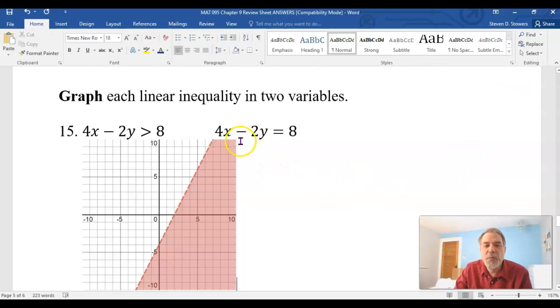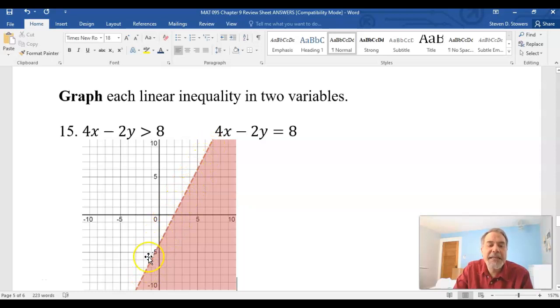One point on that line would be if x is 0, -2y would equal 8, so y would equal -4. So that line does include the point 0, -4. It also includes the point where y is 0, then 4x equals 8, so x is 2. So there's the point 2, 0. And once we have those 2 points, we can draw the line that goes through them.